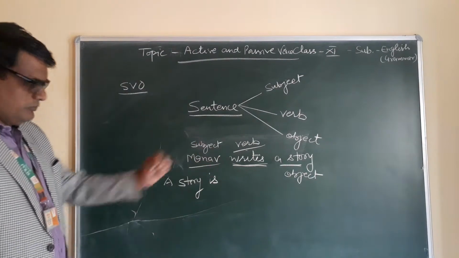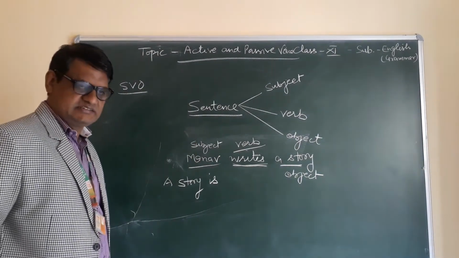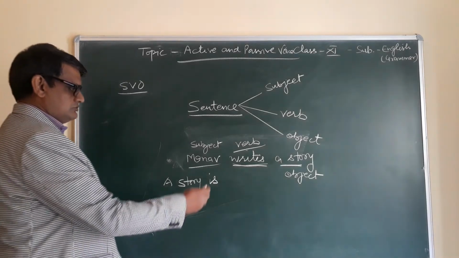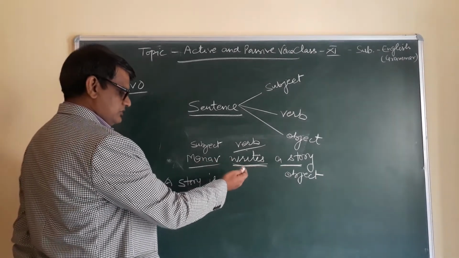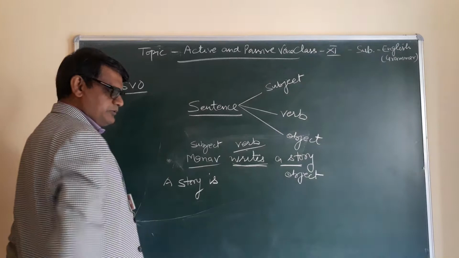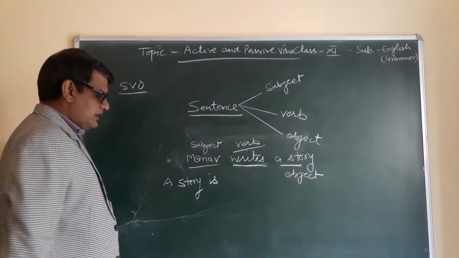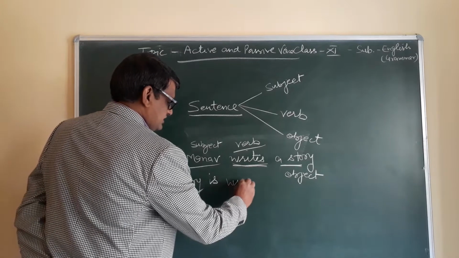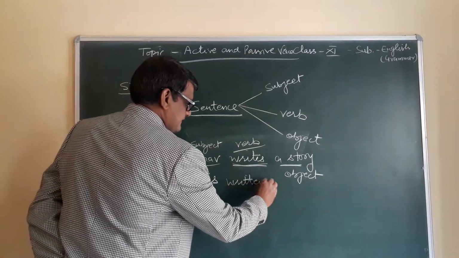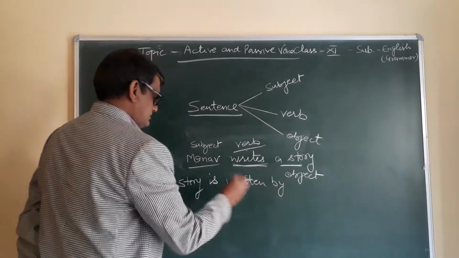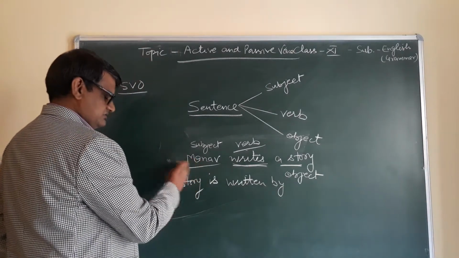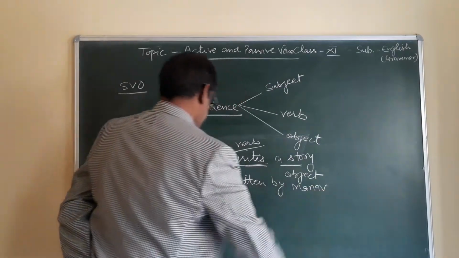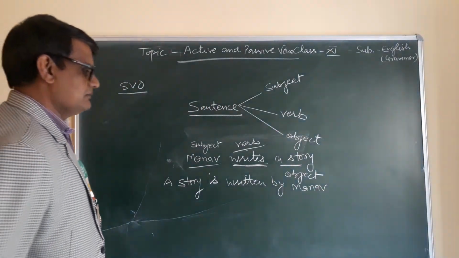The first form of the verb is known as the present form. The second form is known as the past form, but you will write the third form of the verb here, which means the past participle. Yes, a story is written by, and then make the subject the object. A story is written by Manav.